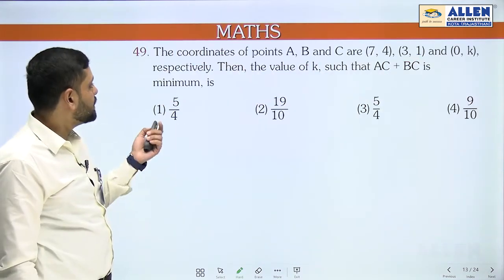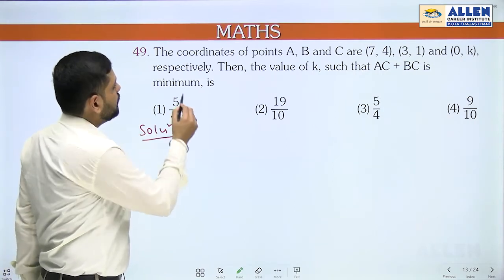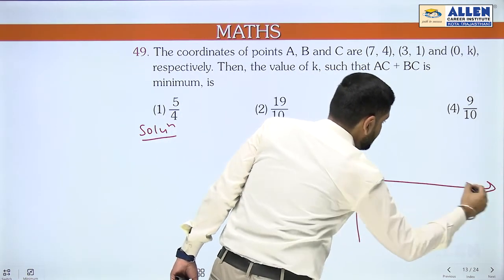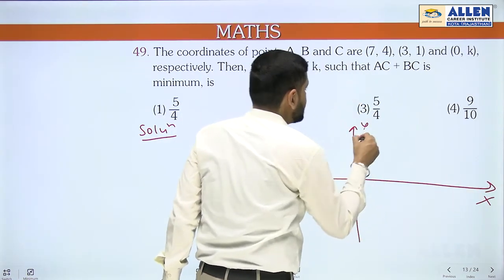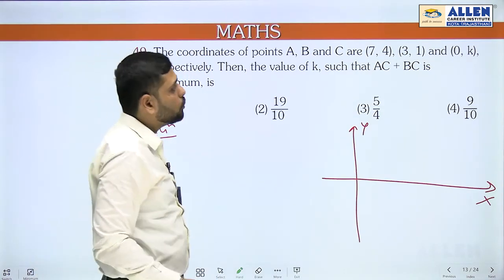Now we'll move on to the next question. The next question is again a very easy question. Here it is given that the coordinates of points A, B, C are... Let's mark these points. This is the x axis and y axis. Coordinates of 3 points are given: A(7, 4), B(3, 1) and C(0, k).